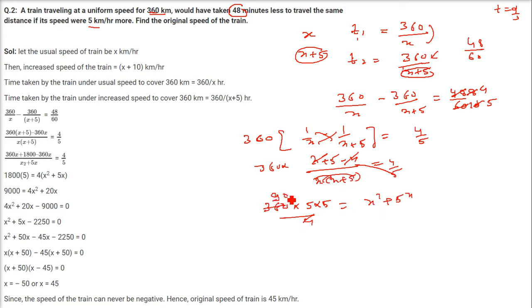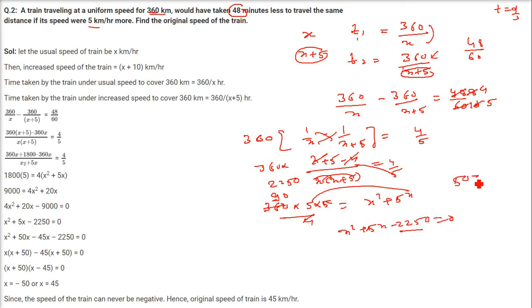So what do you get? 4 90s are 360, 5 has a 25, 25 into 9 is 225. So it will be 2250. So bring this here, x square plus 5x minus 2250 equal to 0. So this is our equation.